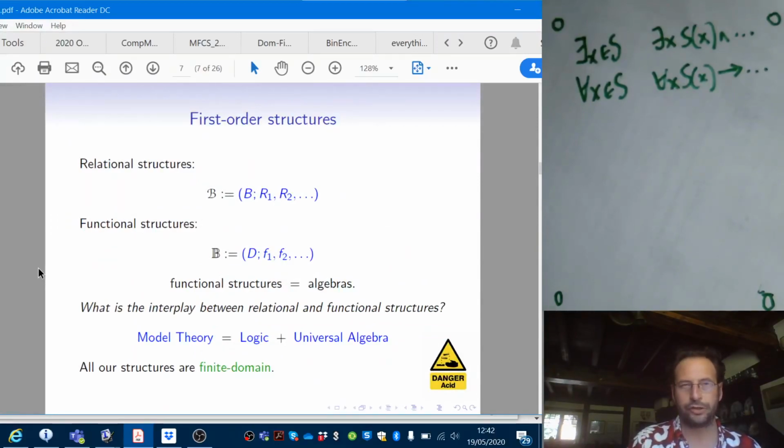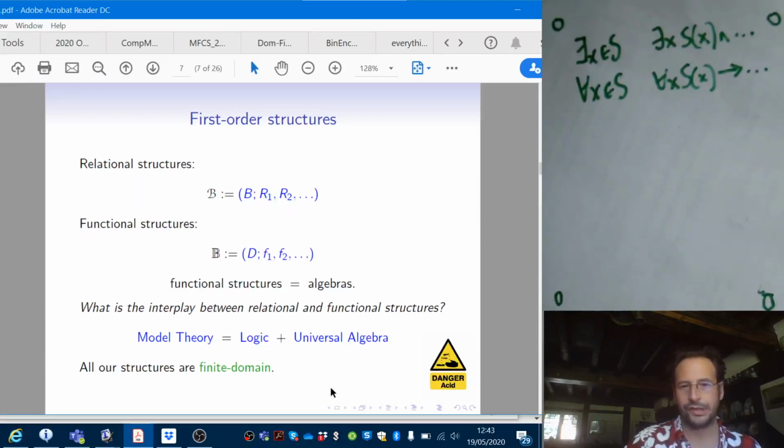So my interest is very much in the interplay between logic and algebra. So I want to begin with the idea of first order structures. There are relational structures and there are functional structures. The relational structures have a domain and then relations on them, and functional structures have a domain and then operations defined over them. We also call these functional structures algebras in the sense of universal algebra. And for me, the great interest in this area is the interplay between relational and functional structures. This is a quote, model theory equals logic plus universal algebra, from the first book on model theory, Chang and Keisler. I'm not sure whether everyone would agree with it in this day and age.